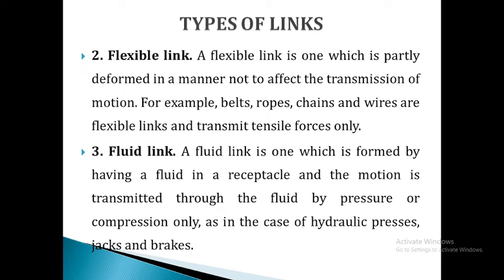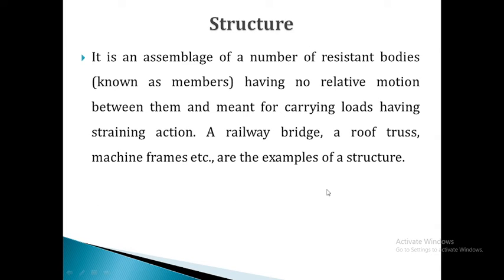And the third type of link is a fluid link. A fluid link is one which is formed by having a fluid in a receptacle, and the motion is transmitted through the fluid by pressure or compression only, as in the case of hydraulic presses, jacks and brakes. Fluid links are used in hydraulic jacks, hydraulic presses, and hydraulic brakes. These are the three types of links.